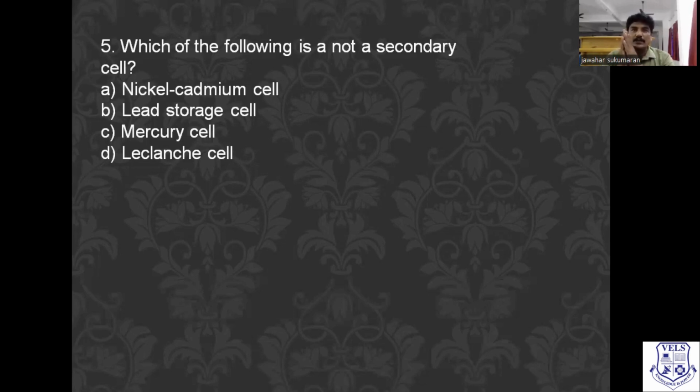Nickel cadmium cell, lead storage cell and mercury cell are examples of secondary cells. Leclanché cell is an example of a primary cell. So the Leclanché cell is the correct answer because it is not a secondary cell. Okay.